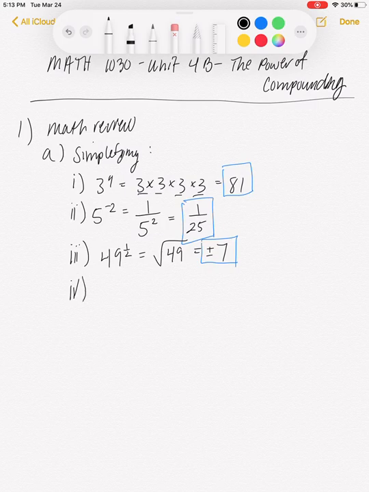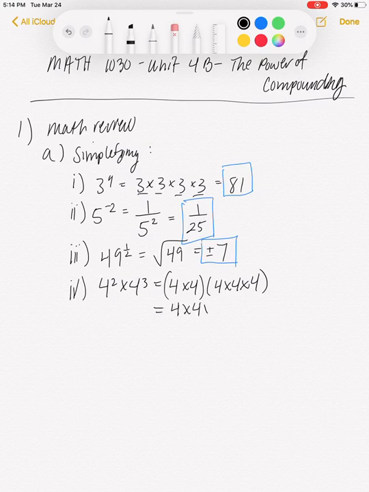Roman numeral 4 is 4 squared times 4 to the 3rd. Now when you have two exponents multiplying with the same base, you can add their exponents. Because 4 squared is 4 times 4, and then 4 cubed is 4 times 4 times 4, 3 times. Notice that they're all the same base, and how many 4s do we have?